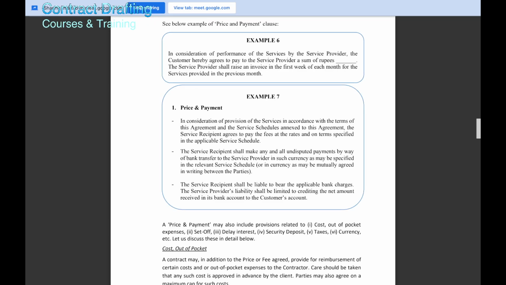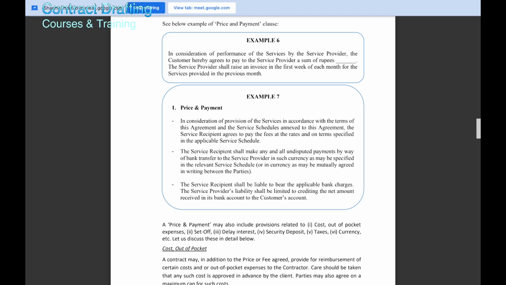Then there can be other kinds of clauses like out of pocket expenses. Is the client agreeing to pay that? If he is agreeing, in what terms? If there is a transaction which involves provision of services by both sides and payment of money by both sides, so in those cases, whether there is a requirement of set off. For example, a client may have to pay some compensation for a delay caused by the client. Then clauses on delay interest, security deposit, taxes, etc.